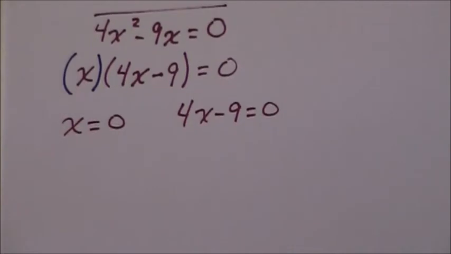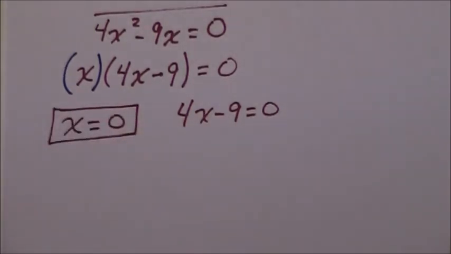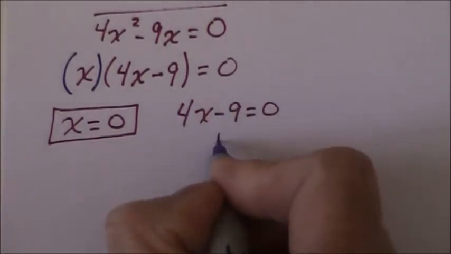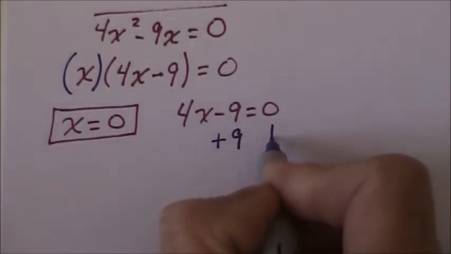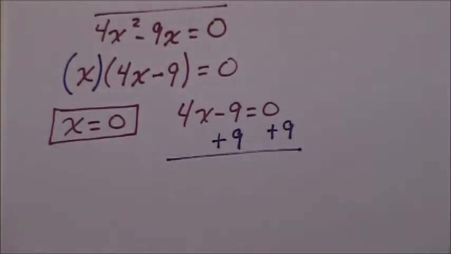That first one is x all by itself, nothing we need to do to it. There is our x value. On the other one, we're going to have to start moving things. Remember, we move furthest to closest. And as we go to do that, this 9 is further away than the 4 is. So we're going to move it first. It was subtracting, so we are going to add to both sides.